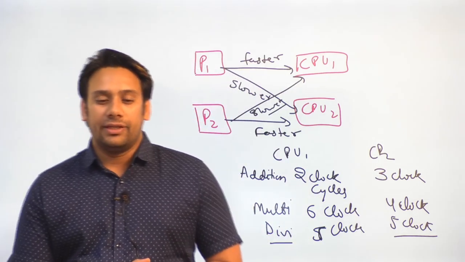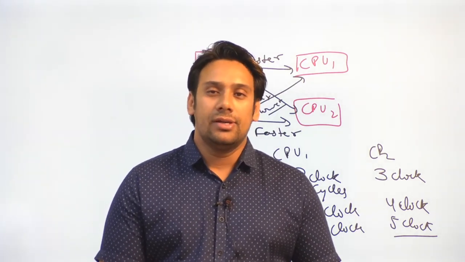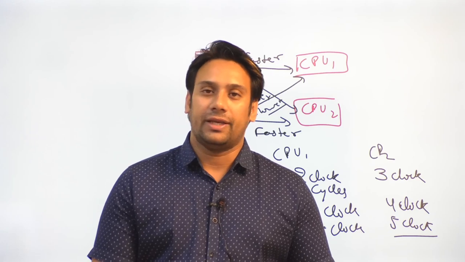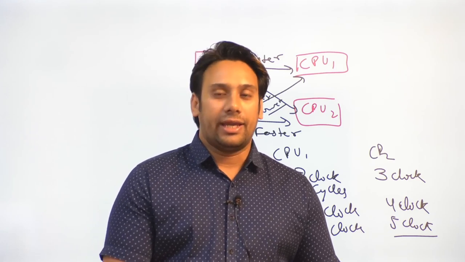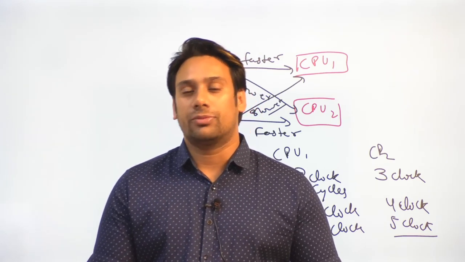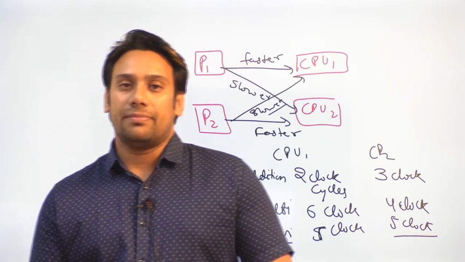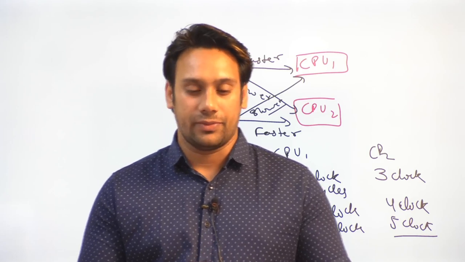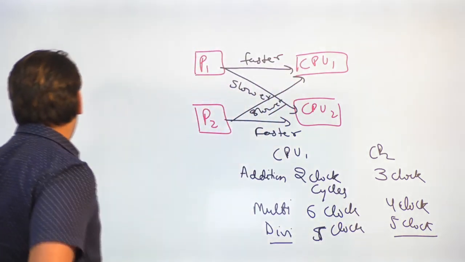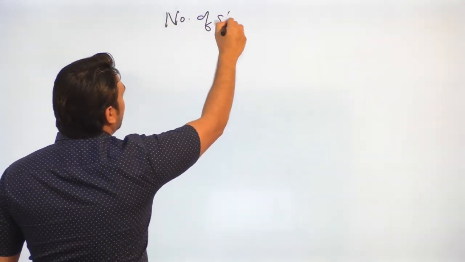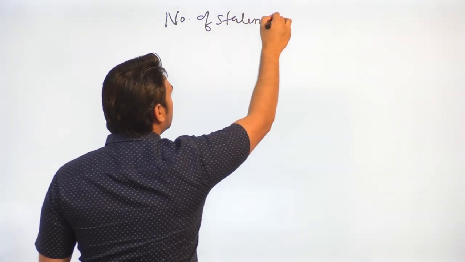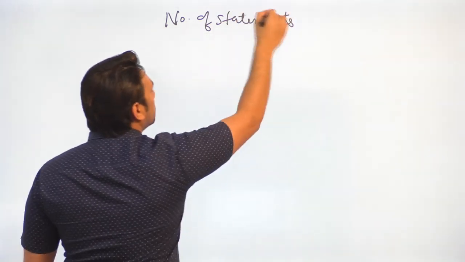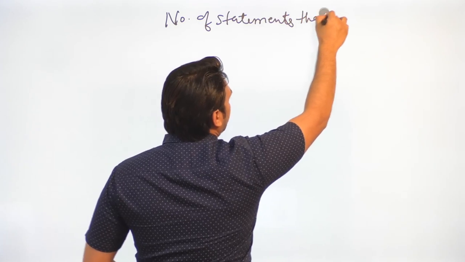Now what I can do here is I can calculate the number of statements that are being executed in a program. I can compare two programs. मैं दो program को compare कर सकता हूँ. But I can compare them on the basis of the number of statements that are being executed. Okay. So what is my criteria? The criteria is the number of statements that are being executed.